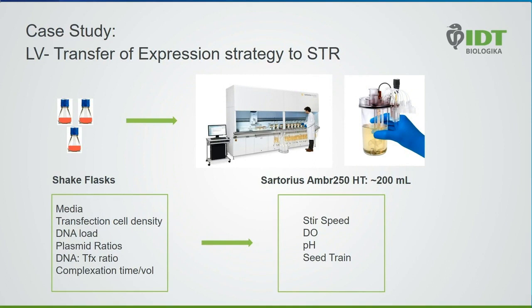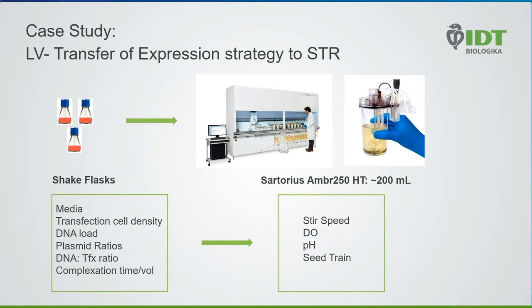And the DNA to transfection reagent ratio is also another parameter that is important to optimize, along with the complexation time and volume. Once we do that and run our experiment, we then down-select the candidates that show us promising titers and go ahead with those candidates to perform the next round of optimization.